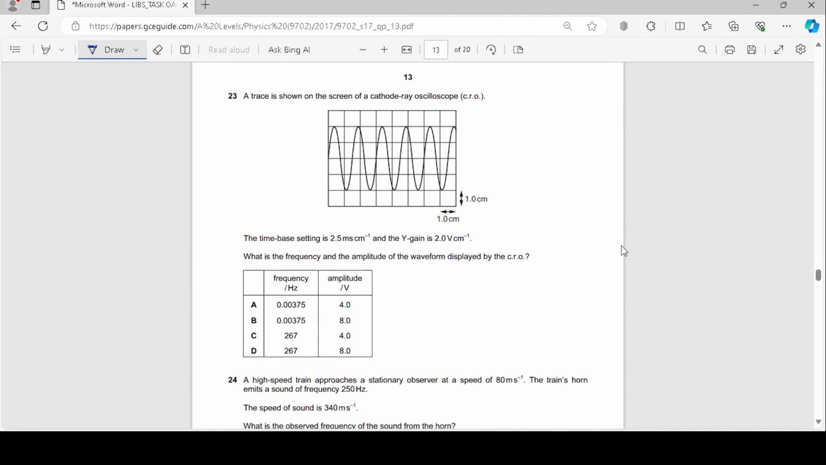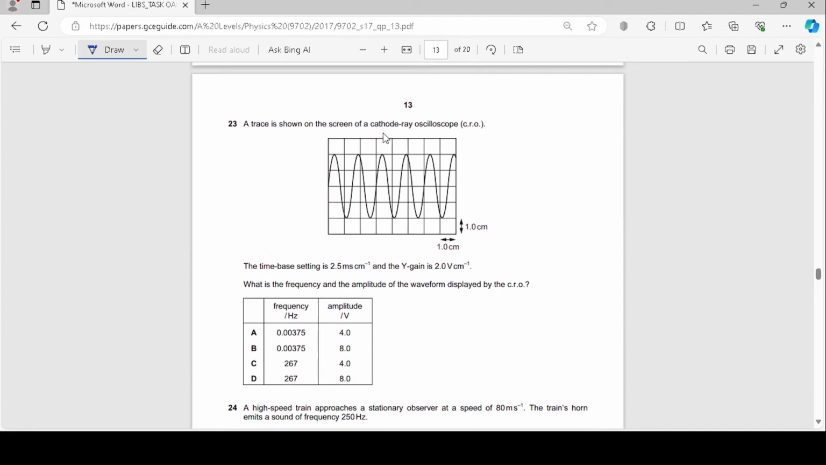Question number 23. A trace is shown on the screen of a cathode ray oscilloscope, CRO. The time base setting is 2.5 milliseconds per centimeter and the Y gain is 2.0 volts per centimeter. So what is the frequency and the amplitude of the waveform displayed by the CRO?